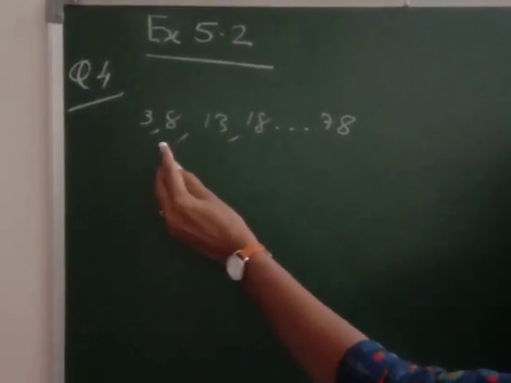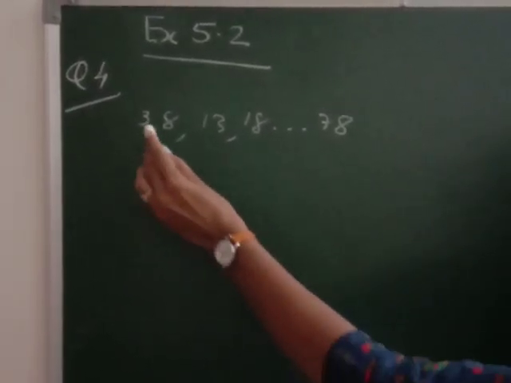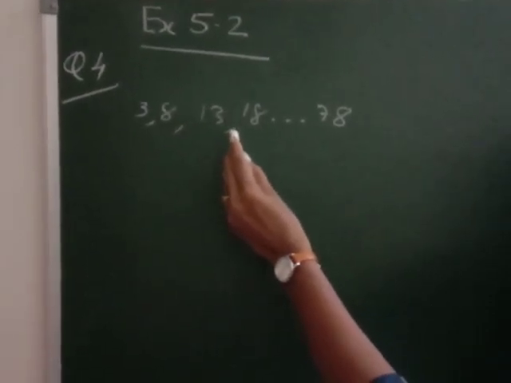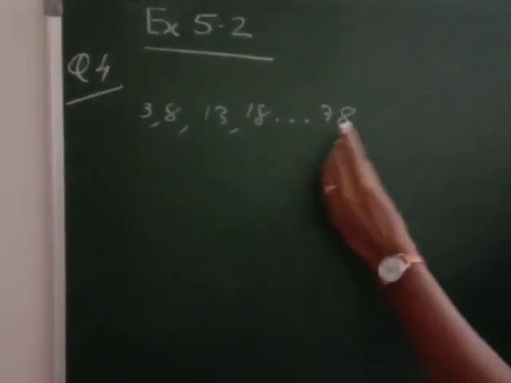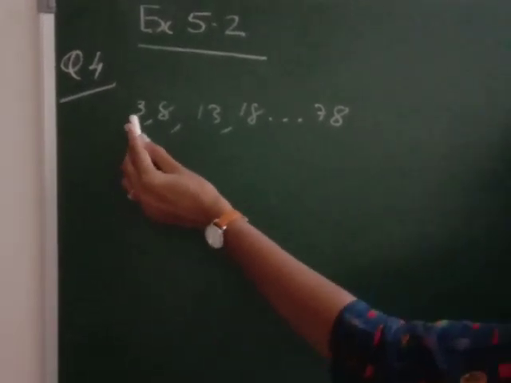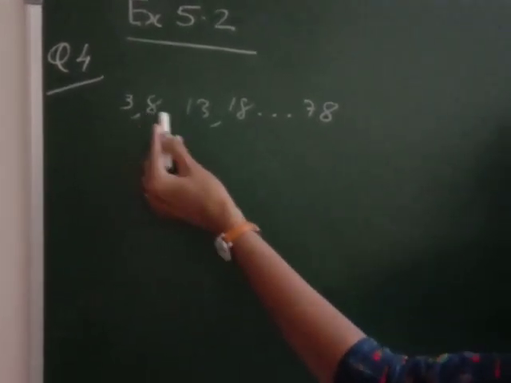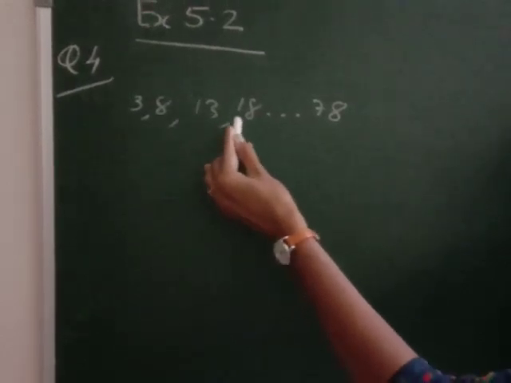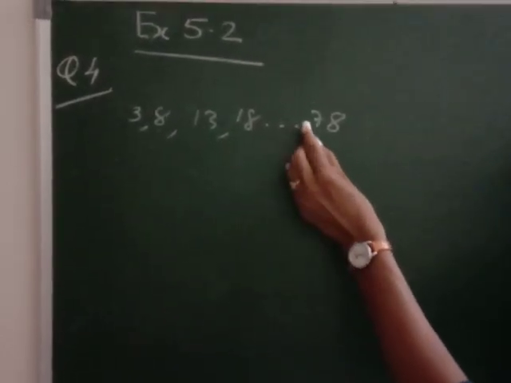In this question, which term of the AP 3, 8, 13, 18 is 78? Now try to understand this question. This is an AP. 3 is the first term, then second term, third term, fourth term. Now 78 is which term?